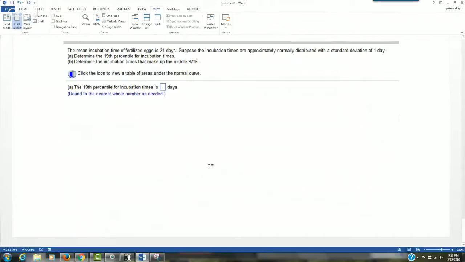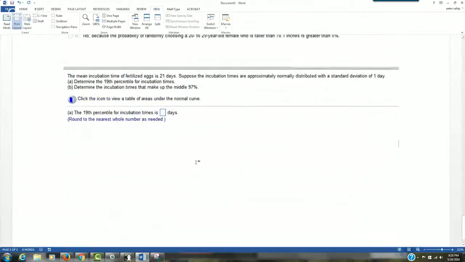All right. So this one was left blank. You get a mean. You got a standard deviation. They ask for percentile, so to determine the 19th percentile. They're saying, what if the mean is 21 days? What's the magic number that I would expect only 19% or less to show up?